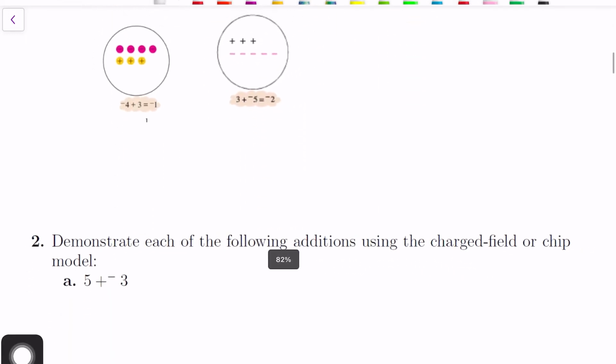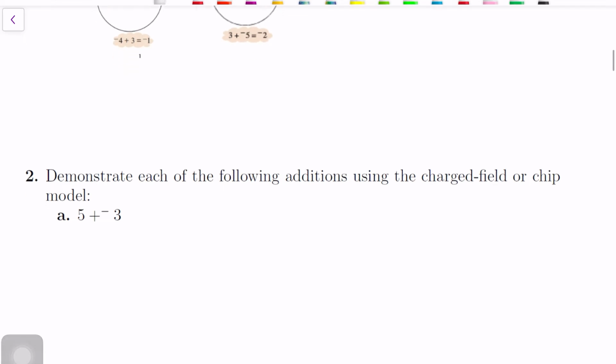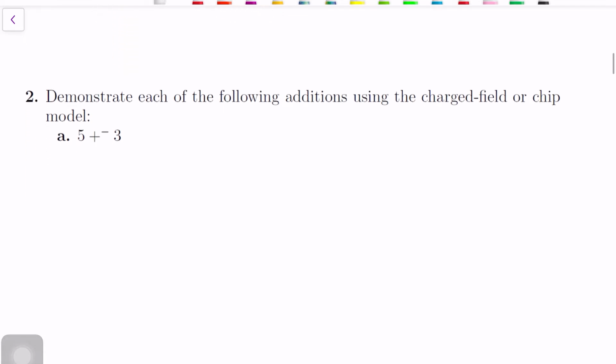Okay. So demonstrate each of the following additions using the charged field or chip model. For simplicity, I'm going to use charged field, so I don't have to draw yellow and red chips. Again, yellow stands for pluses and red for minuses. So here we have plus 5, so positive 5 plus negative 3. So to represent positive 5, I'm going to draw 5 pluses.